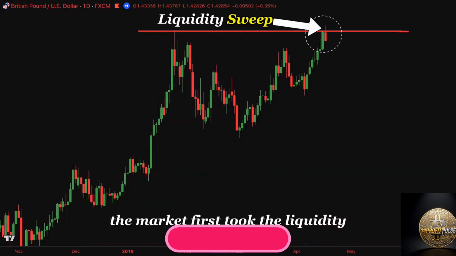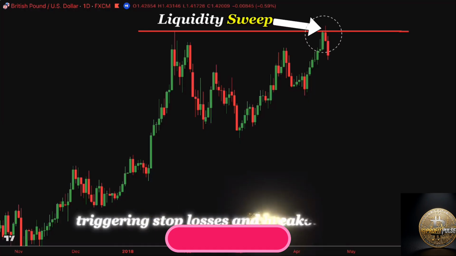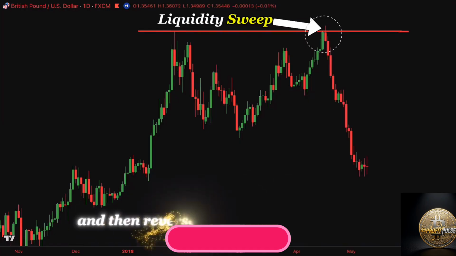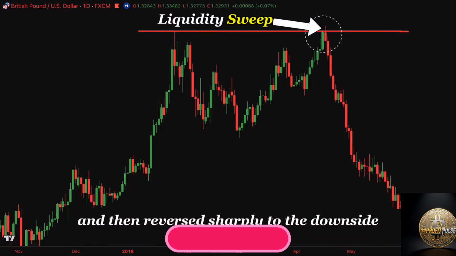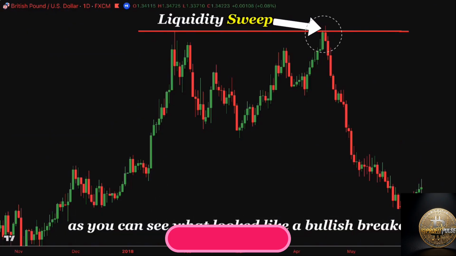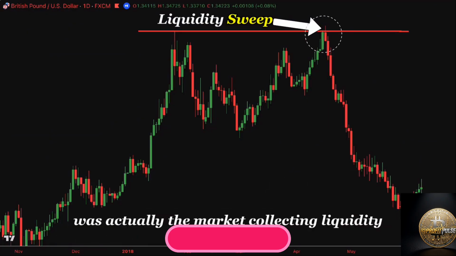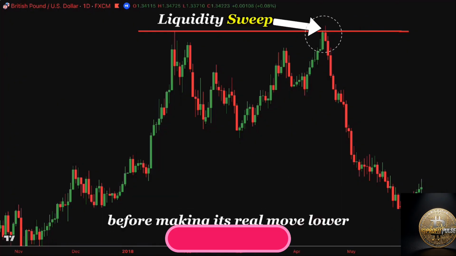The market first took the liquidity resting above the high, triggering stop losses and breakout buyers, and then reversed sharply to the downside. As you can see, what looked like a bullish breakout was actually the market collecting liquidity before making its real move lower.